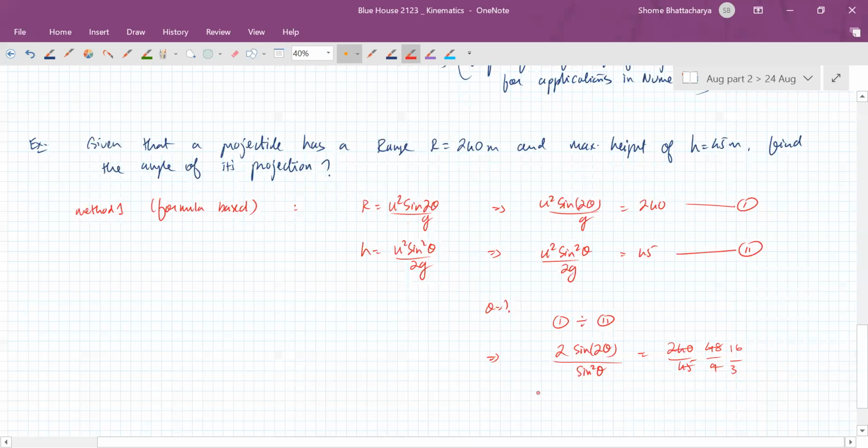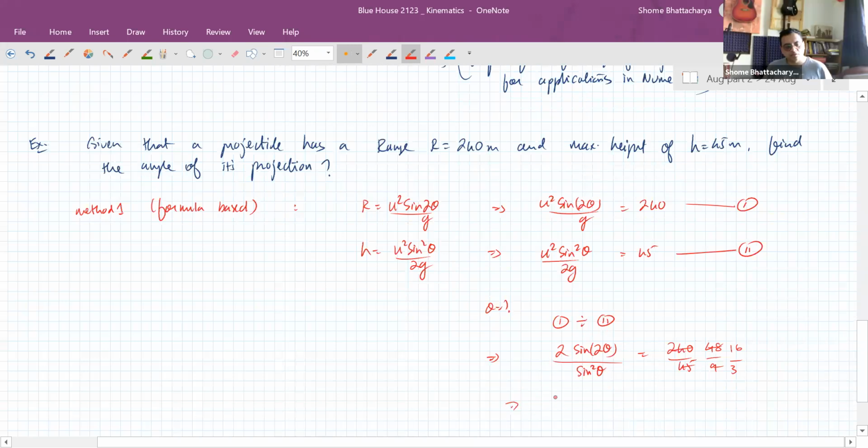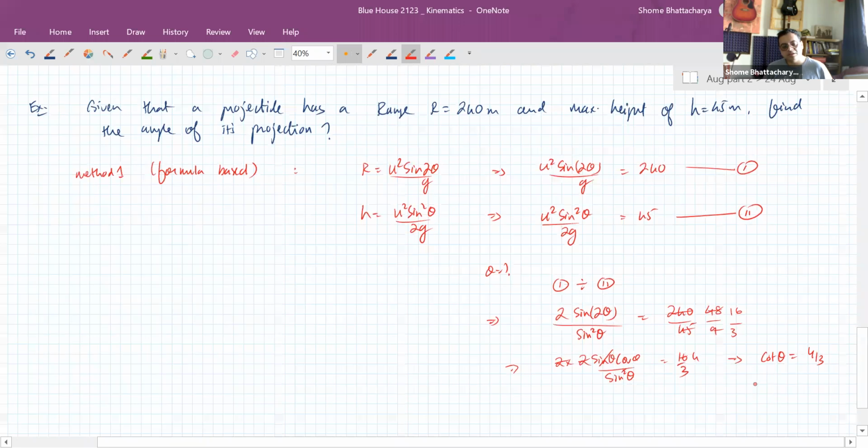And on this side, we open sine 2 theta, so we get 2 times 2 sine theta cos theta divided by sine square theta. So we can cancel, and we have cos theta by sine theta, which is basically cot theta, equal to 4 by 3. So we can invert that and say tan theta is equal to 3 by 4. That means theta is 37 degrees. So it's not too bad, just a couple of steps, but there's all this you have to do. So note down this method.